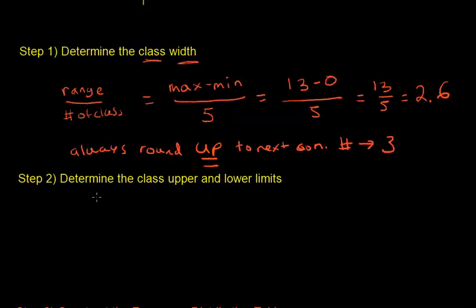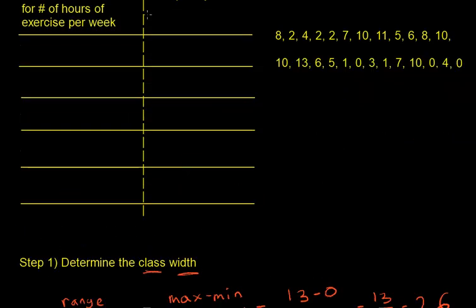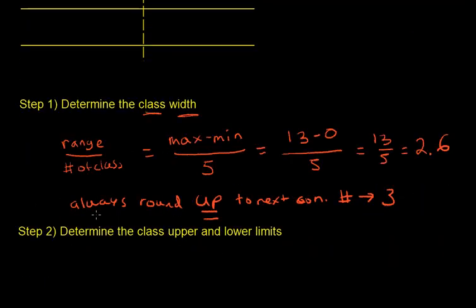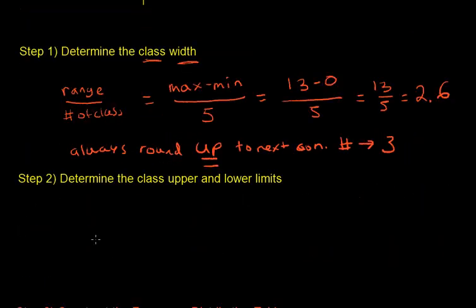All right. So next, we need to determine the upper and lower class limits. Okay, so now we know that our class width for each of these classes is going to be 3. So now we need to determine the upper and lower limits for those classes. All right, so let's start with determining the lower limits, and then we'll go to talking about the upper limits. Okay, it's always easier to start with the lower, so you should always start with the lower.